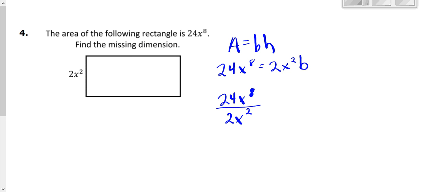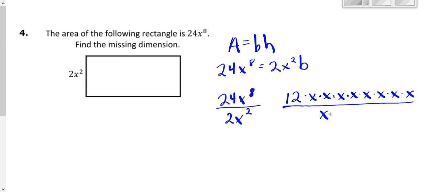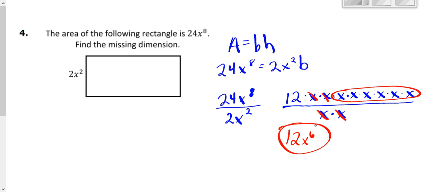Well, I already know 24 divided by 2 is 12. Take care of that. And then expanding out my exponents, x to the 8th and x to the second, I can see that these are going to cancel, and I'll be left with x to the 6th. So 12x to the 6th is my answer.